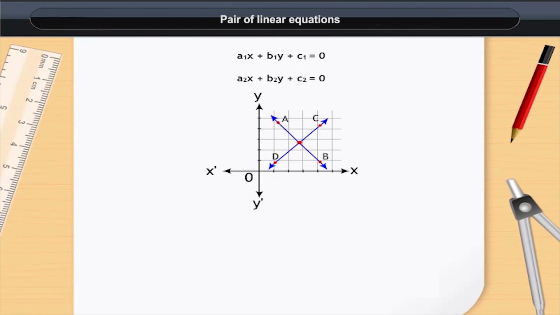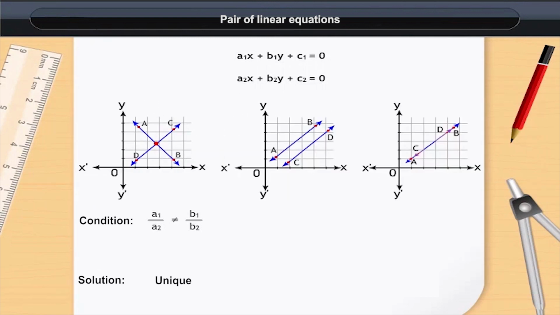When they intersect, look at the point of intersection. This point lies in both the lines, so this point satisfies both the equations, which means that this point is the solution to this pair of linear equations. There is an associated condition that a1/a2 is not equal to b1/b2. So, we call it consistent.